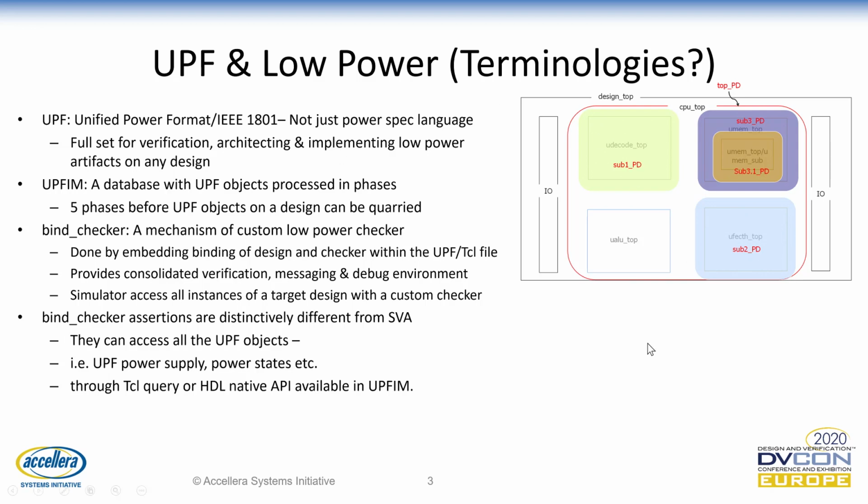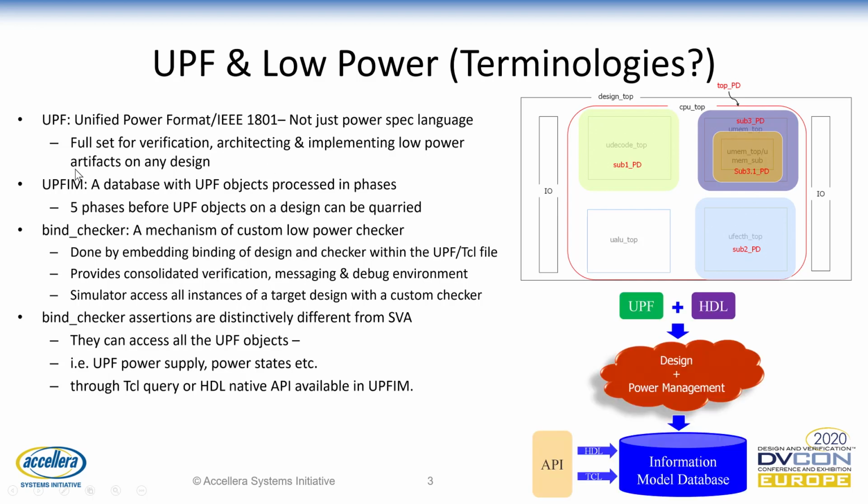On the right hand side, we show an example of a design which contains design top, CPU top, and others, for example, ALU top. Portions of this design are confined in different power domains, for example, top PD, sub 1, sub 2, sub 3 PD, and so on.